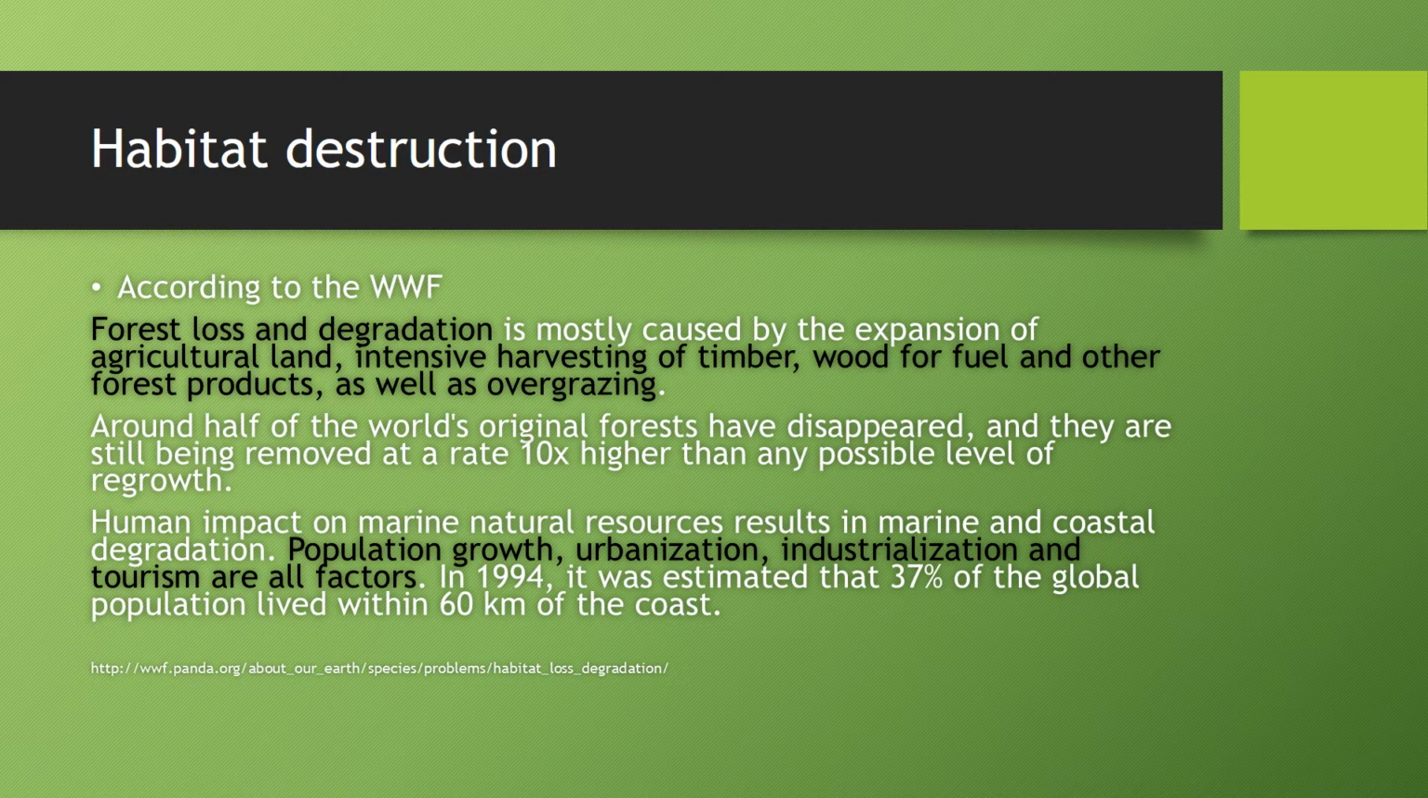While we're talking about habitat destruction, the World Wildlife Fund, who look after wildlife, actually see that forest loss is mostly caused by expanding agricultural land, so where they're growing plants, intensive harvesting of timber, which we use for buildings, wood for fuel, and other forest products as well. The other problem with our forests is that they're clearing land to put animals on them, so that's overgrazing. So half of the world's original forests have disappeared, and they're still being removed at a rate 10 times higher than they can actually regrow.